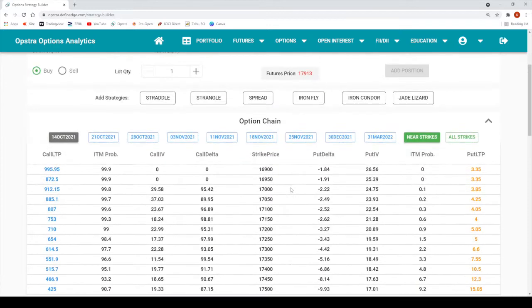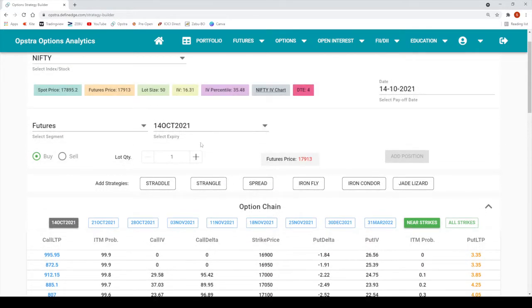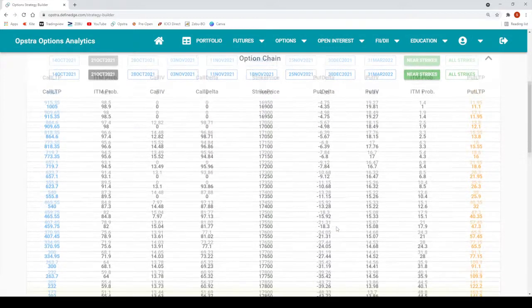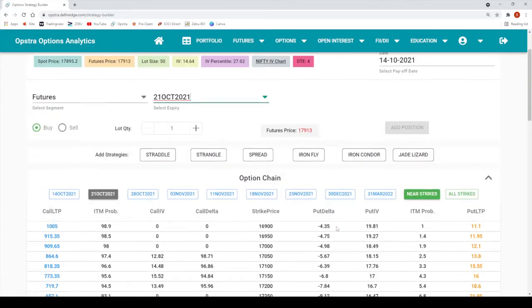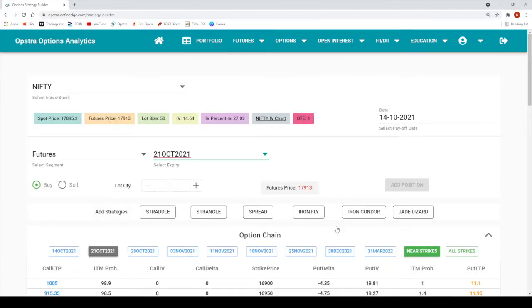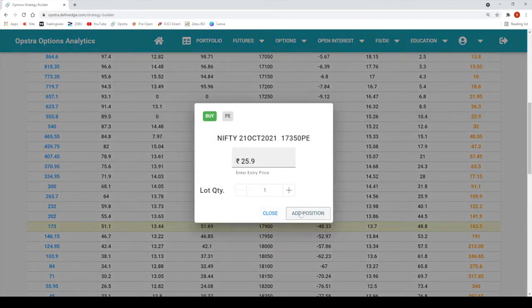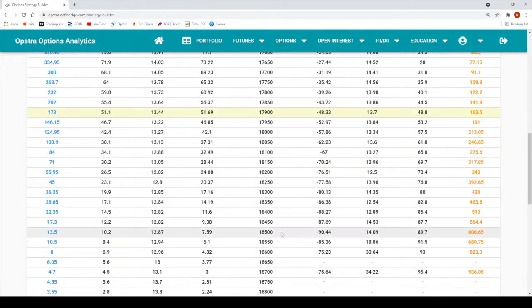Next, we are going to buy the next expiry, that is 21 October, call and put, with a premium similar to the current expiry. So we are going to buy the put with premium around 25 rupees, which is 17,350. Okay, so I am going to buy this put option. Similarly on the call side, we have 25 rupees premium at 18,350.